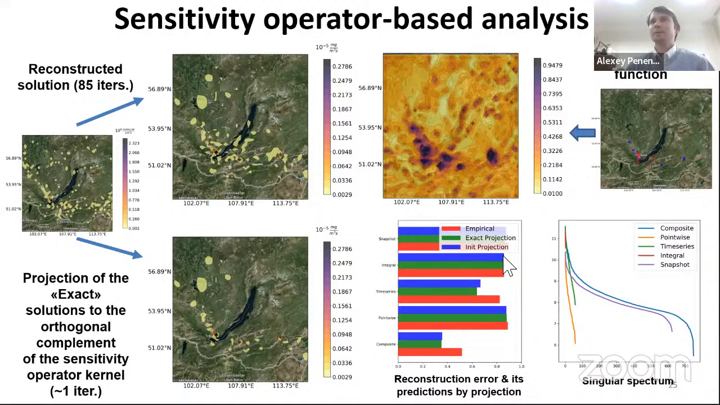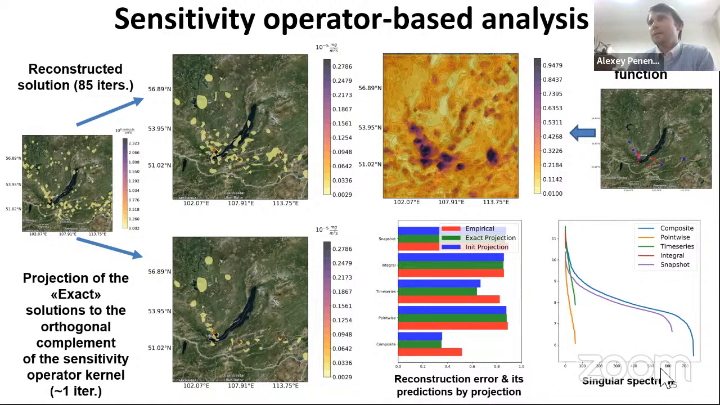But what about the quantitative estimates? So here are the quantitative estimates of errors. The red one is the so-called empirical one, which you obtain by solving the inverse problem. These two, blue and green, are estimates we obtained by the projection. The exact projection is the operator which takes the initial guess and the exact solution, and the neat projection is the estimate that takes only the initial guess. We see that these estimates are quite similar.